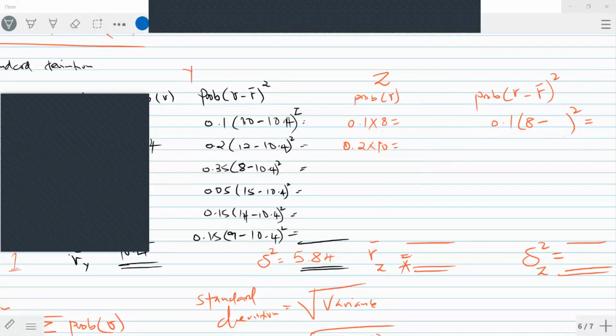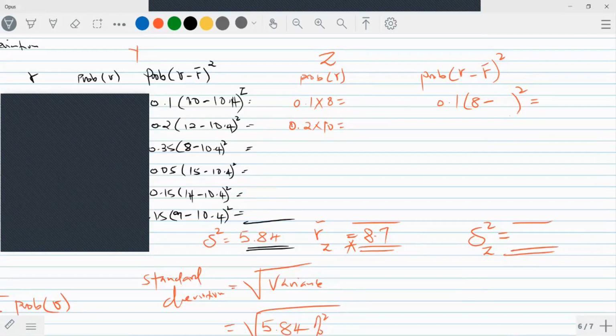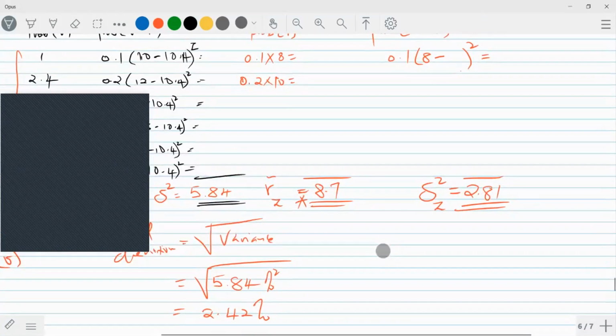Suppose that the mean return for Z from the calculation is 8.7. So 8.7 is the mean return. And the variance of Z is, well, the sum here, is it 1.68? 2.81, so the variance is 2.81.